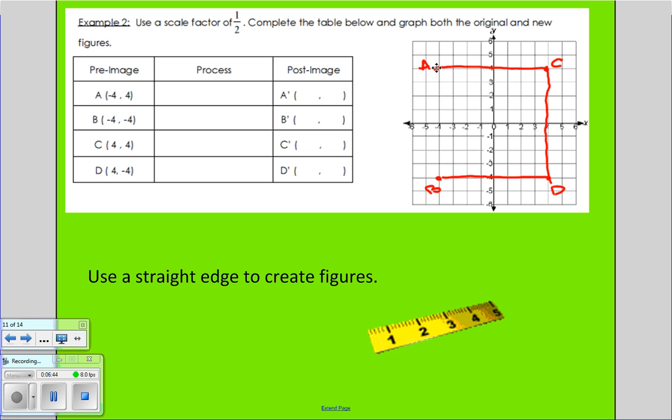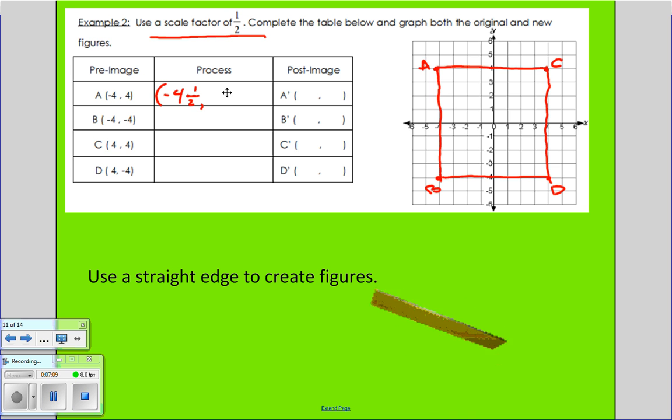All right, so here's my original. Now I have to take everything times 1/2. My scale factor is 1/2. So multiplying by 1/2 is actually the same as dividing by 2, but let's take a look at how we could do this if we didn't know that. -4 times 1/2, and then 4 times 1/2.